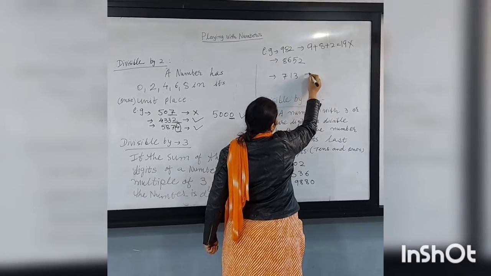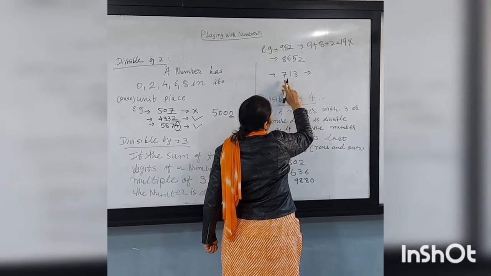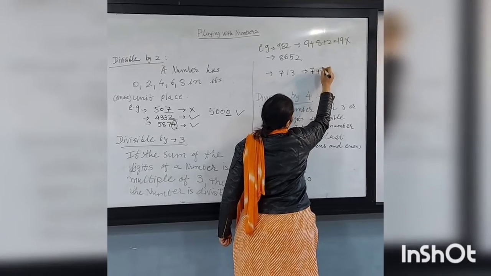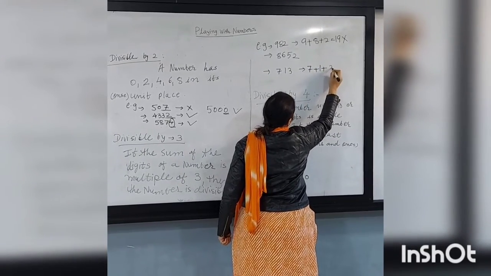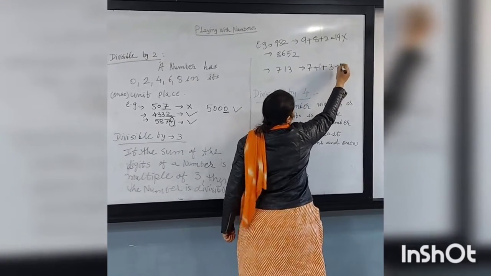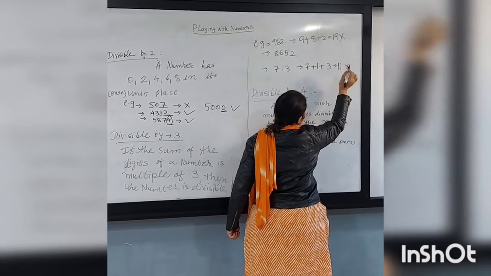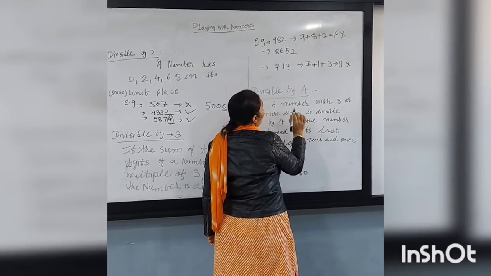Suppose we take 730. So 7 plus 3 is 10, plus 0 is 10. So this number is also not divisible by 3.